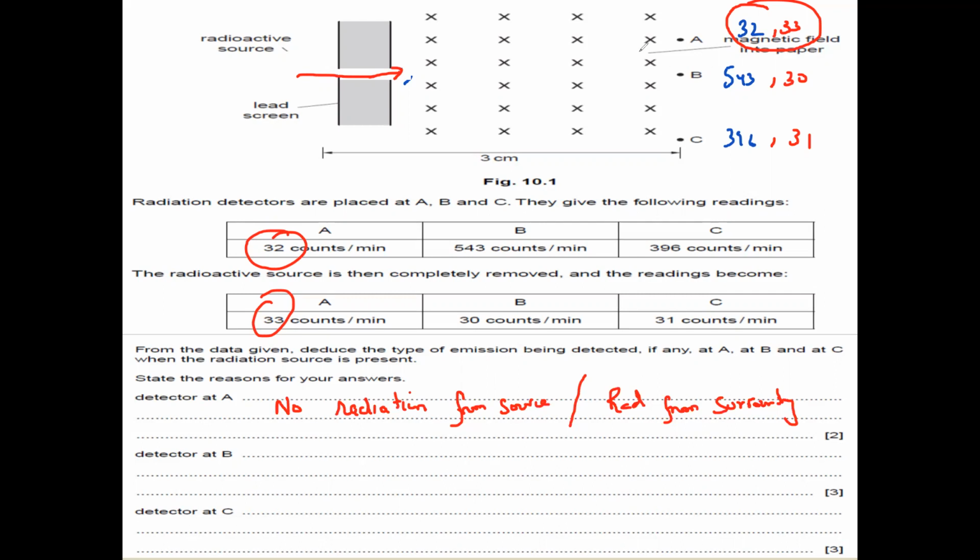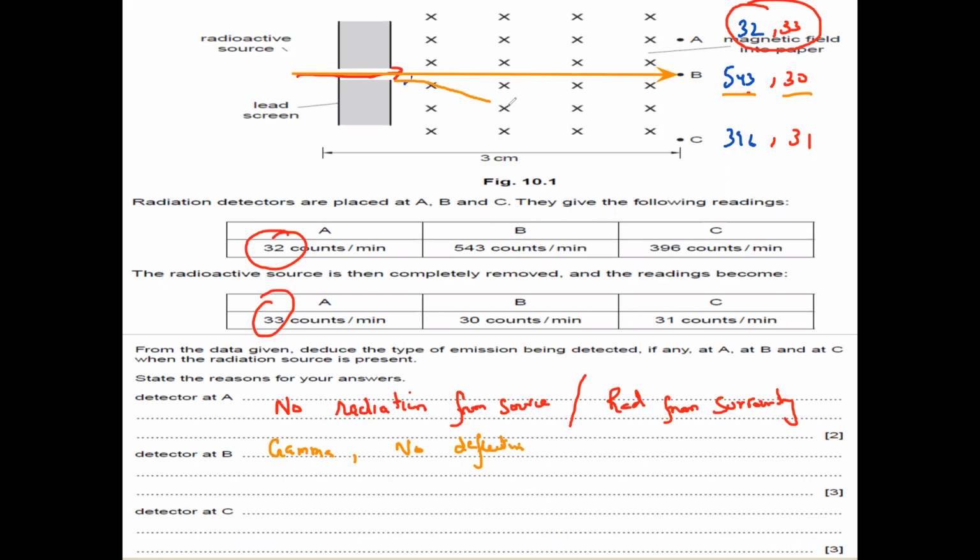Then what about B? When there is a source, it was 543 radiations, but without source, it is 30. So it means the radiation has decreased, and the radiations are coming directly from the source to B without deflection. So what kind of radiation at B? At B, it should be gamma radiation. And what is the reason why we are saying gamma? Because there is no deflection.